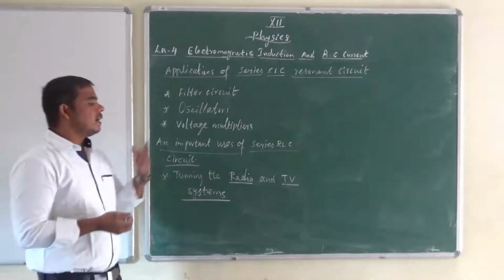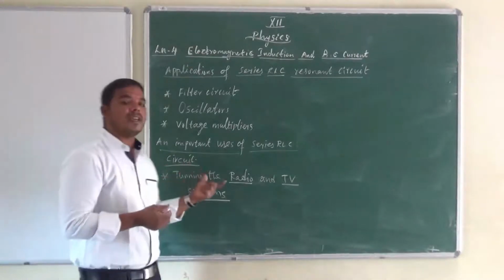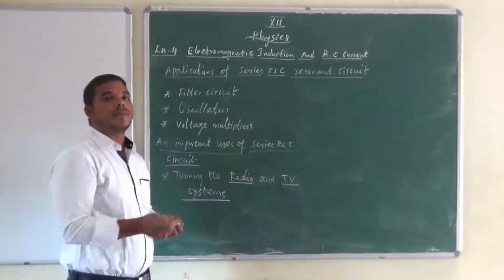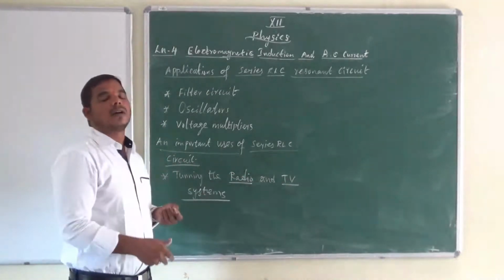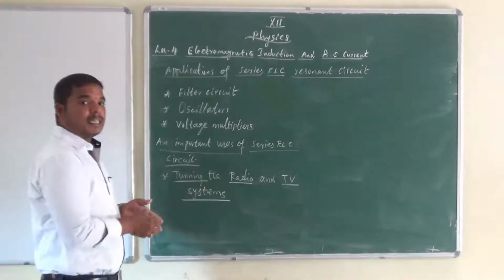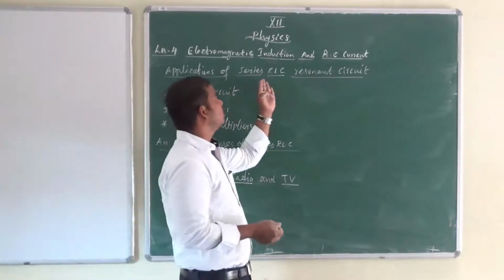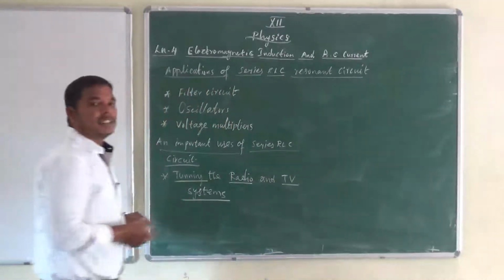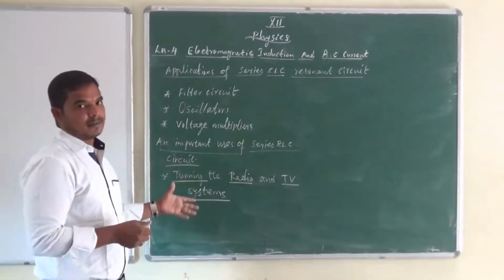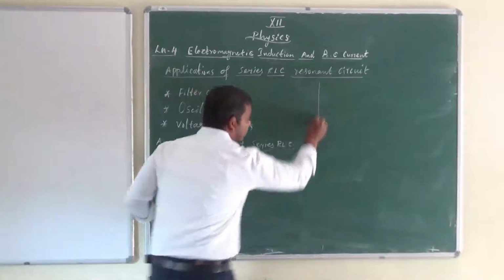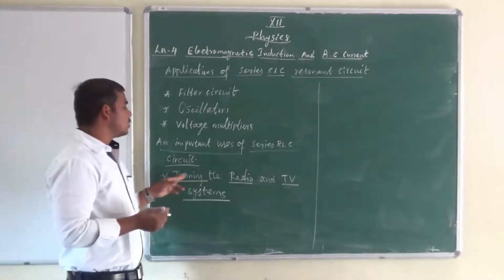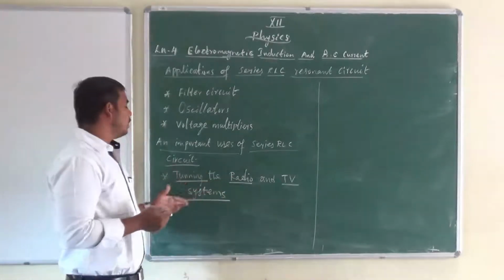When we change the channels, what is that particular thing? In radio or TV, when we use the remote, we change to the next channel. That is called tuning. How is it possible? In that remote control, we are using an RLC resonant circuit, which is responsible for changing the channel. Okay, so next, what is the important application of the RLC resonant circuit? Tuning the radio and TV systems.